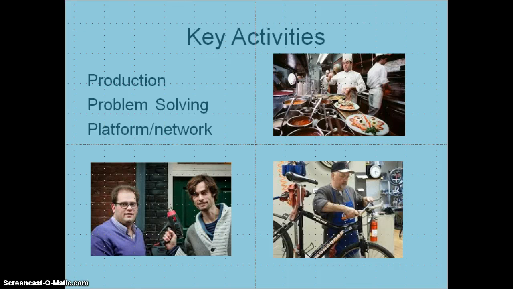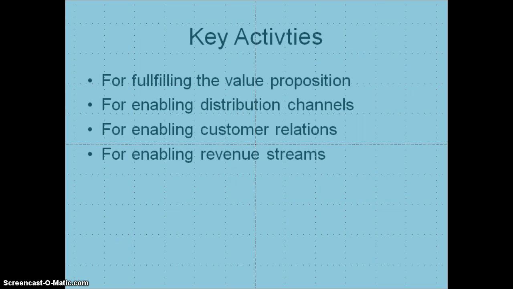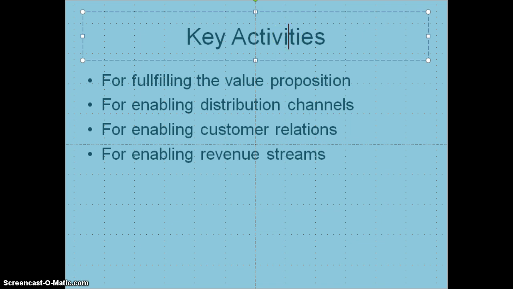So, looking at the key activities in general, they are the main thing that you do to fulfill the value proposition. On the other hand, there can also be key activities involved in enabling the distribution channels, enabling customer relations, or enabling revenue streams. So, an example, from the field of customer relations, can be seen with banks.